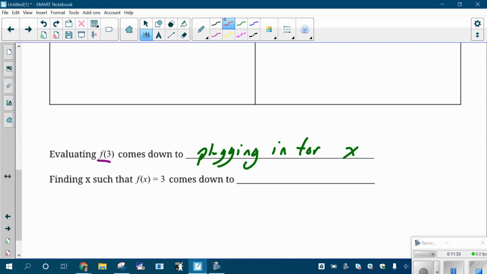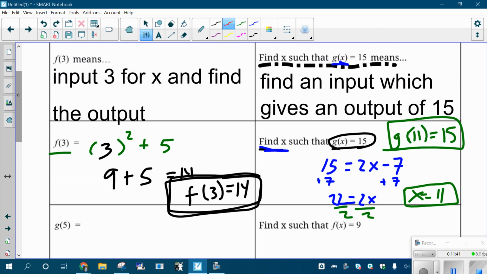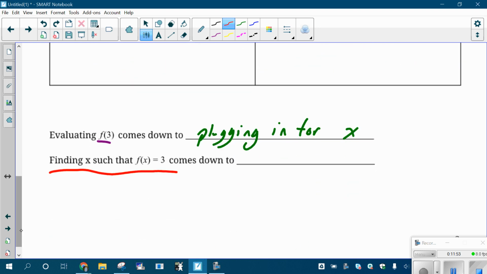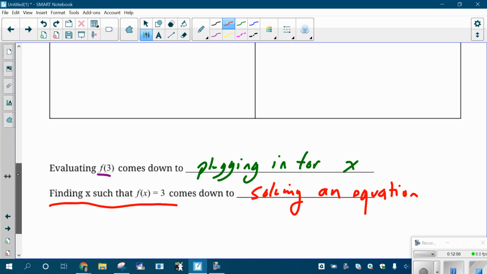The hard one is the second question. Finding x such that f of x equals 3. Look at this right one. What did we have to do to find this x? Well, we kind of guessed it. But what did we end up having to do the real way? Solve an equation. So you actually have to do algebra. So finding an input such that f of x equals 3, that type of problem comes down to solving an equation. Easy versus hard. One of them you're just sticking something in, the other one you're actually solving an equation.